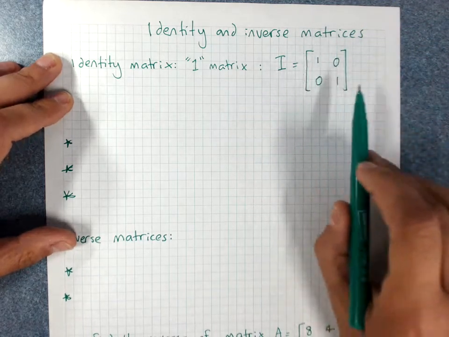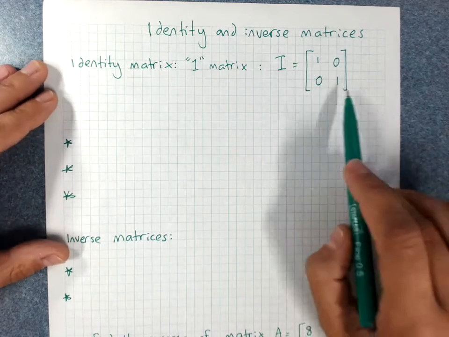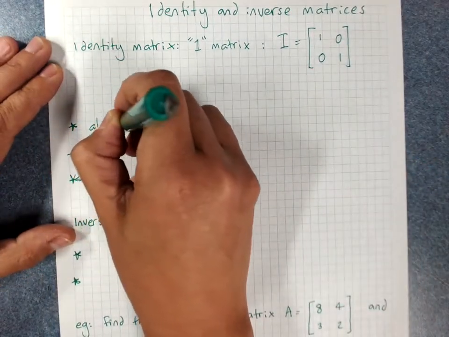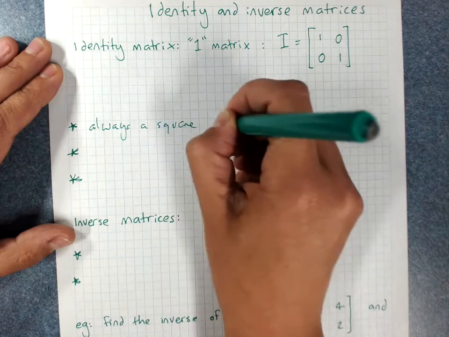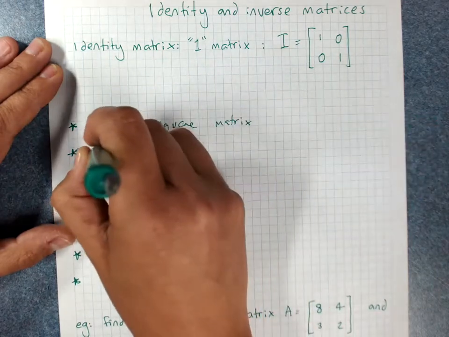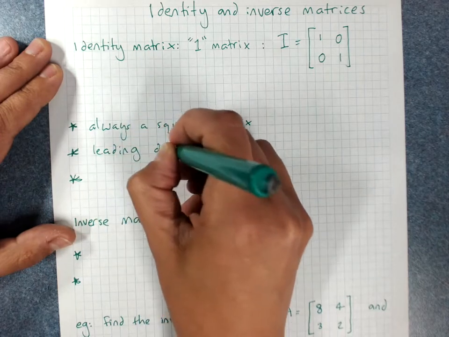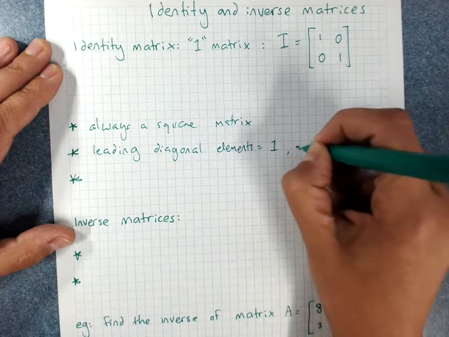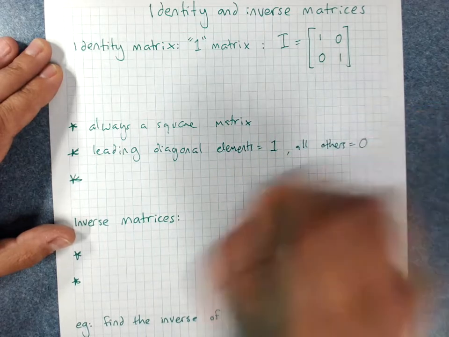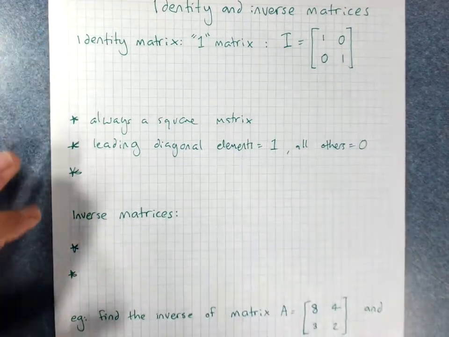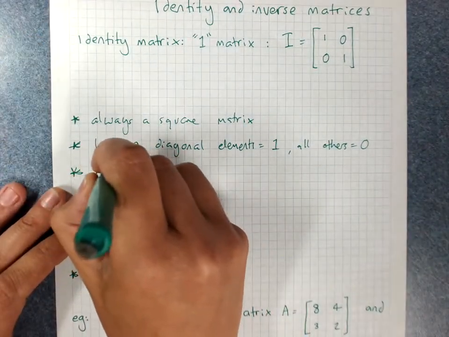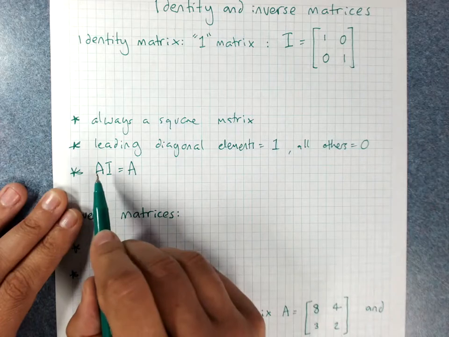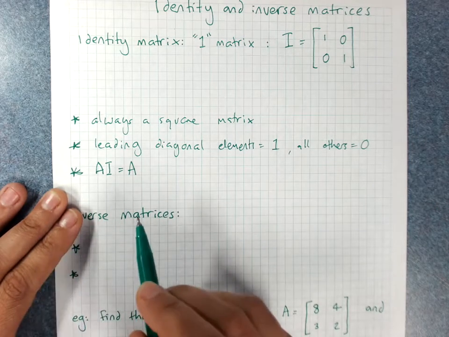We're only going to deal with a 2 by 2 identity matrix, and it looks like that, but you can have any size of square identity matrix. So always a square matrix. The leading diagonal elements are 1, all others are 0, and multiplying any matrix, so we'll say matrix A, times the identity matrix is the same as matrix A. A times the identity matrix is itself.